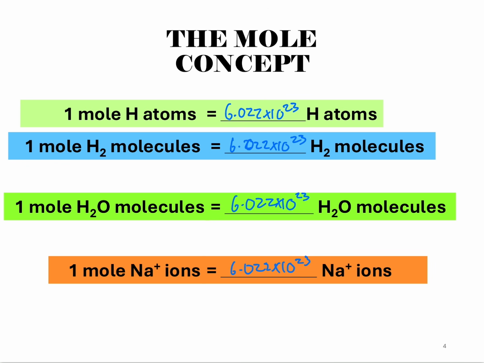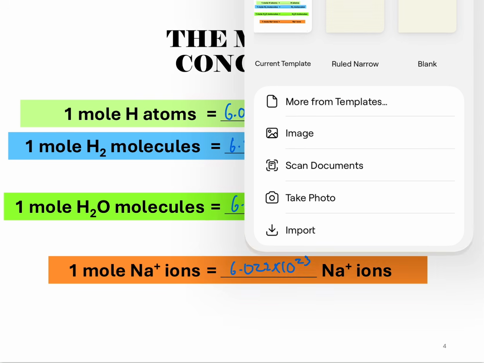And the mole is an easier way to count these large numbers of things. It also introduces a new unit to us. The SI unit is a mole. So 1 mole of things equals 6.0 times 10 to the 23 of those things. And now that gives us conversions between moles and numbers of things.